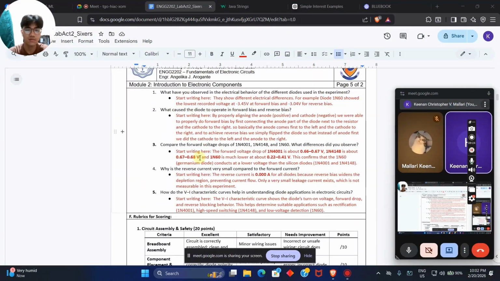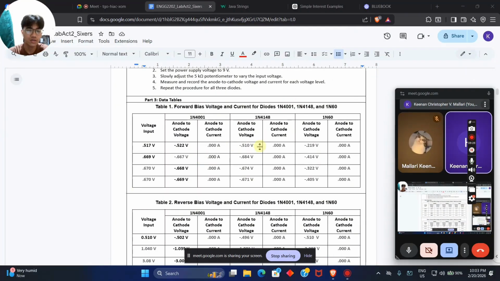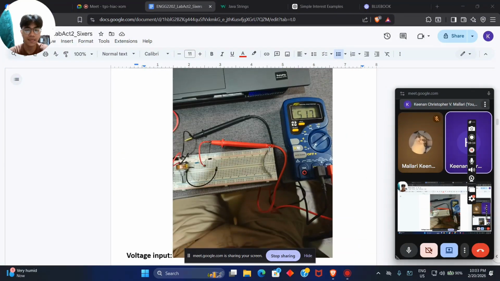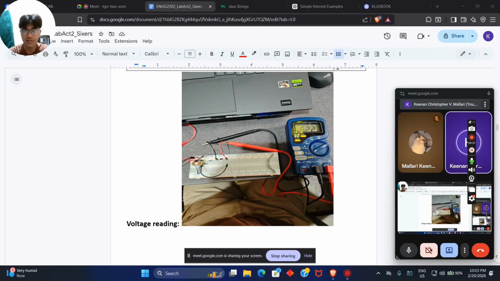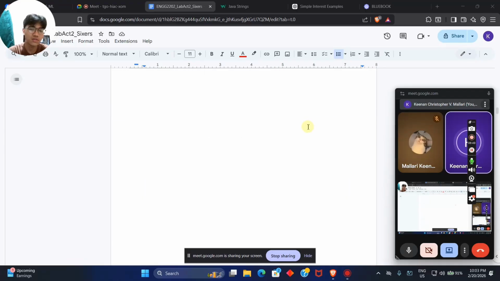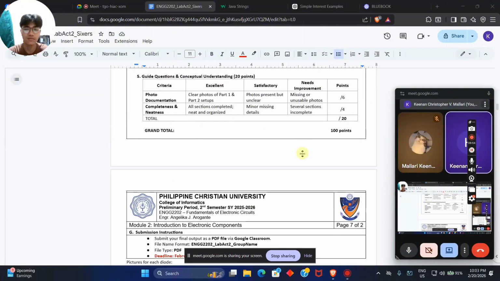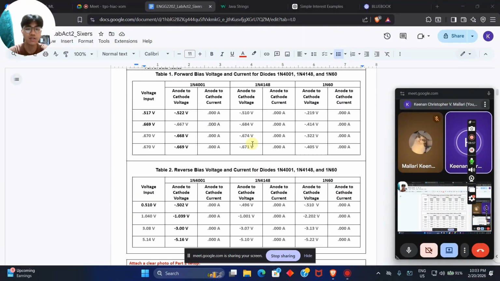Let's check the anode to cathode voltage. Here it said negative 0.522 volts. Let's double check. Yes, here it is. It may not look like a negative, but there is a dash that you can see here showing a negative 0.522 volts. Is it correct? It is correct. Okay. Confirming that, let's continue with the anode to cathode voltage and current.